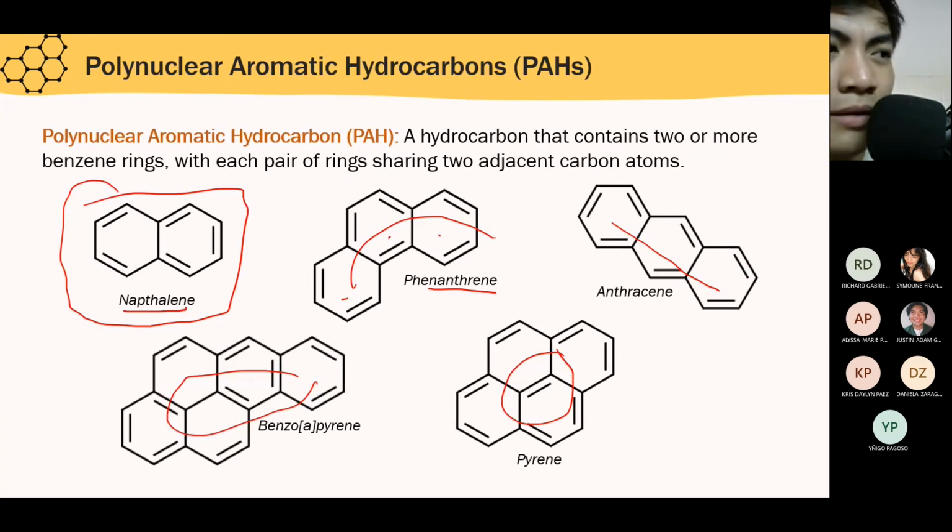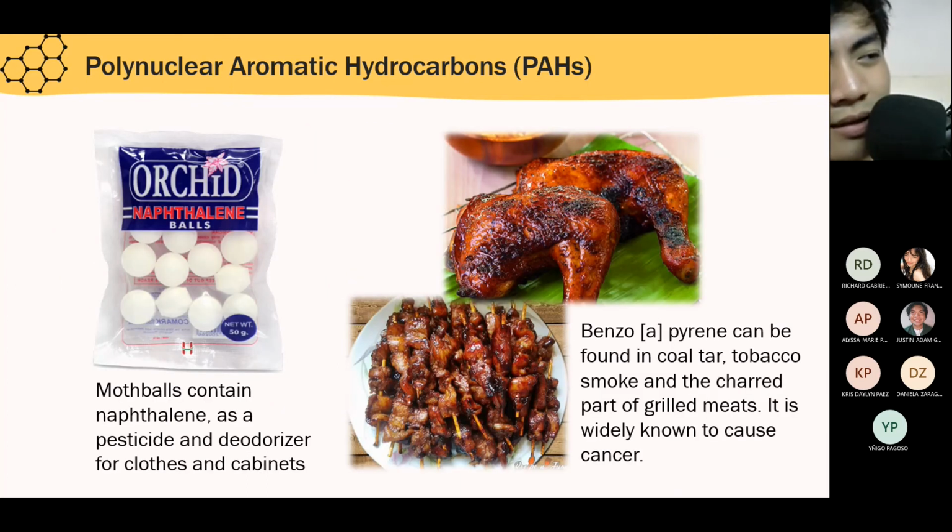Then we have the polynuclear aromatic compounds. Just memorize their names na lang din: naphthalene, ito yung nasa mothball, anthracene, phenanthrene, benzo[a]pyrene, and pyrene. Naphthalene nasa mothball, benzo[a]pyrene nasa charred part ng karne. Huwag nyo kakainin yung sunog kasi pwede kayong magka-cancer.